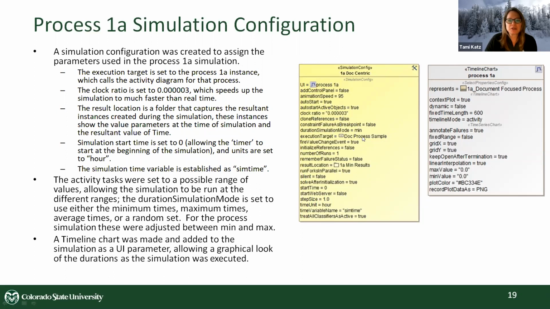You can have a simulation mode of minimum where it takes all the minimum constraint times. You can change that to maximum. It'll take all the maximum constraint times. Your other options, like I said, are random or average.